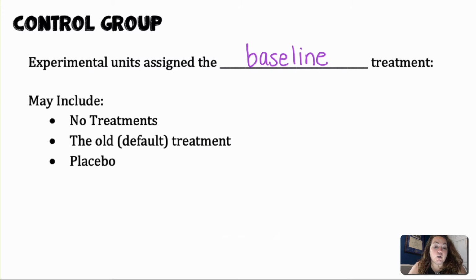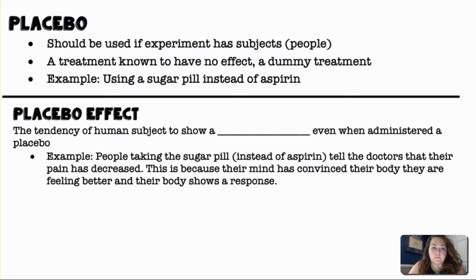All right, the control group are experimental units assigned to the baseline treatment. This may include no treatment at all, the old or default treatment, or a placebo. A placebo should be used if an experiment has subjects, so if we're working with people, a treatment known to have no effect, or it's a dummy treatment. A lot of times it's a sugar pill.